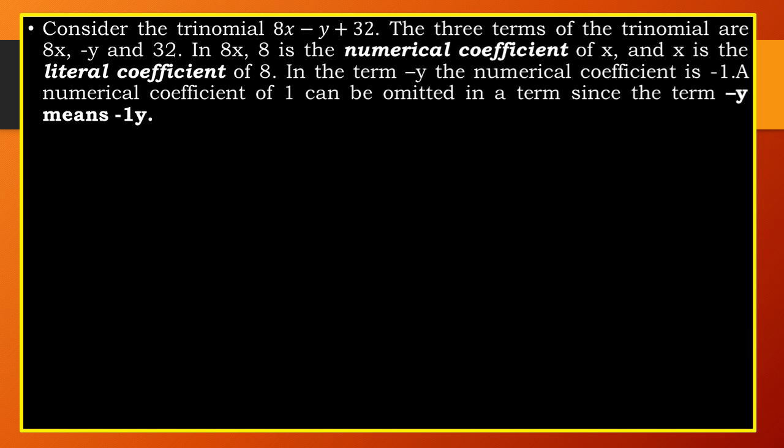Consider the trinomial 8x minus y plus 32. The three terms of the trinomial are 8x, negative y, and 32. In 8x, 8 is the numerical coefficient of x, and x is the literal coefficient of 8. In the term negative y, the numerical coefficient is negative 1. The numerical coefficient of 1 can be left unwritten in a term since the term negative y means negative 1y.